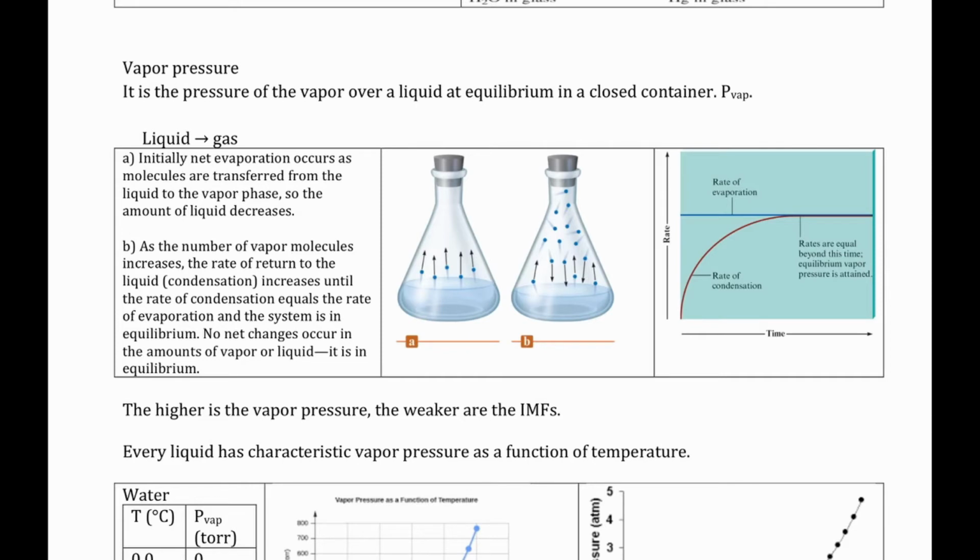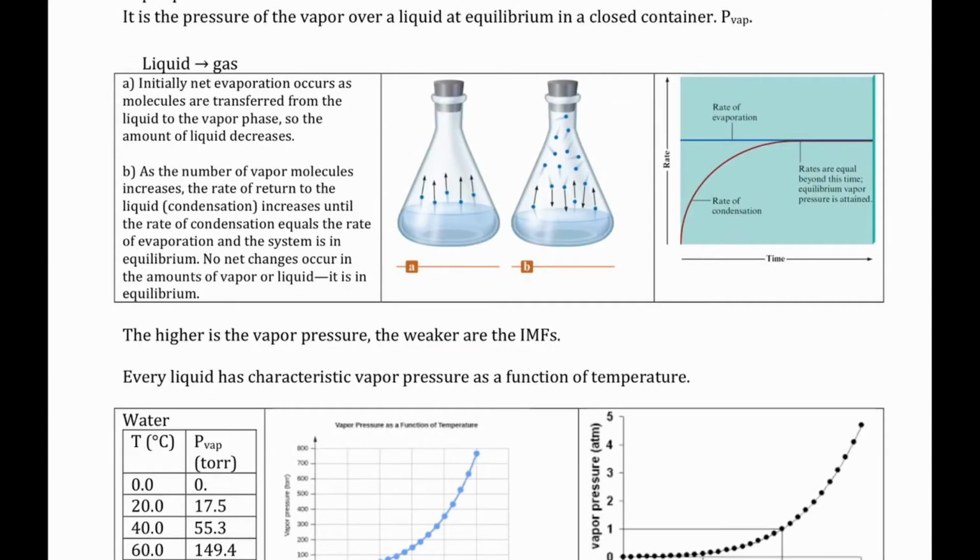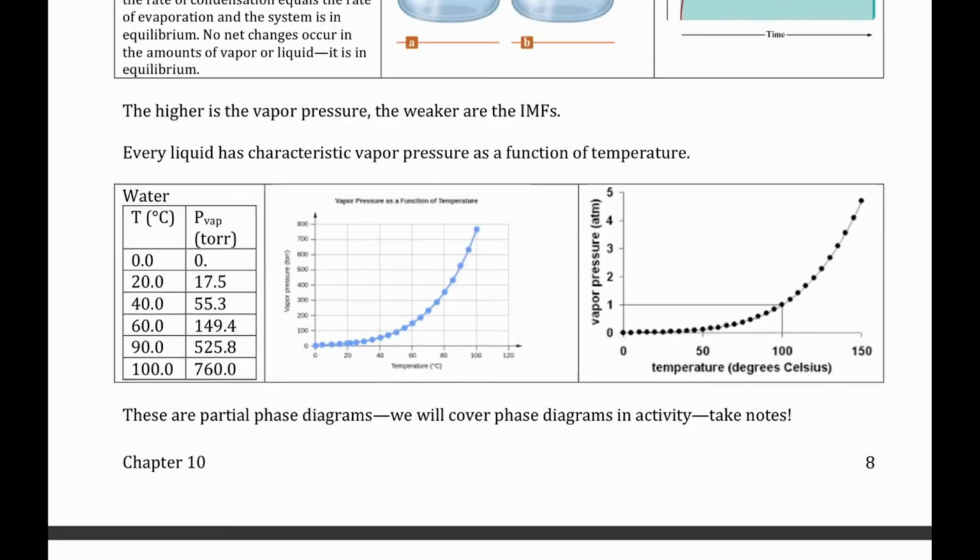It's at that point that we can measure the pressure and say, okay, that is the vapor pressure at this temperature. The higher the vapor pressure, the weaker the IMFs. So the more readily it evaporates, the weaker the IMFs. Every liquid has a characteristic vapor pressure as a function of temperature.